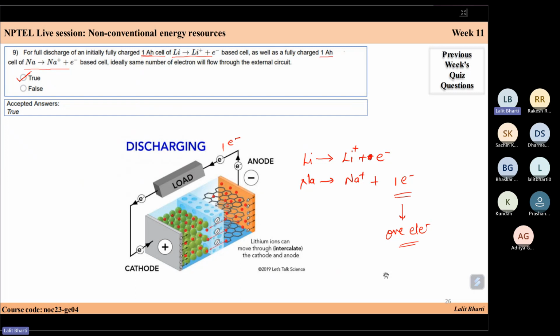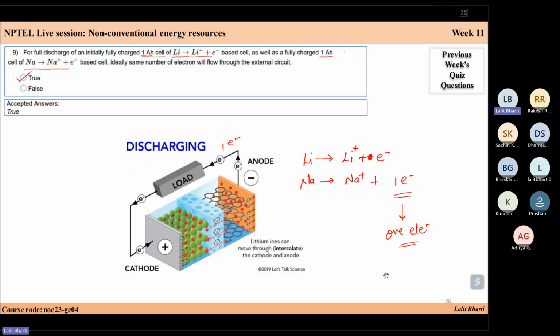Then we have the question 9. It says for a full discharge of an initially fully charged 1Ah cell of lithium based cell, as well as a fully charged 1Ah sodium based cell, ideally the same number of electrons will flow through the external circuit.